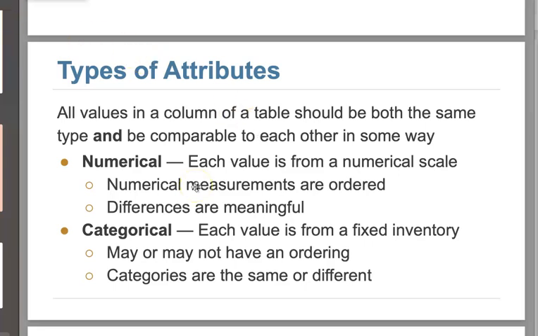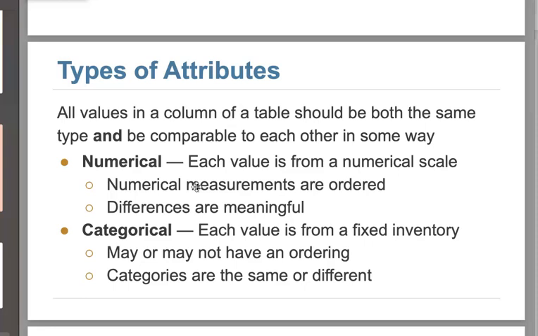So typically, we have two types of attributes. In other words, in the columns, mostly we see they are either numerical or categorical. Numerical is easier to understand. We know each value is from a numerical scale. That means they are numbers, and sometimes they can be integers, sometimes they are full numbers. Numerical measurements are ordered. We know 1, 2, 3, 4. We know 2 is greater than 1, 5 is greater than 2. So that means they are in order, and the differences are meaningful.